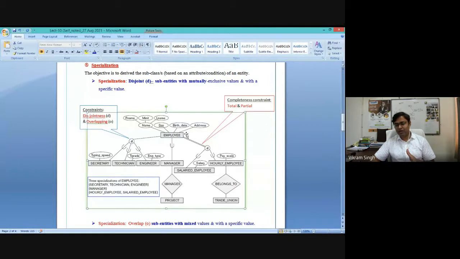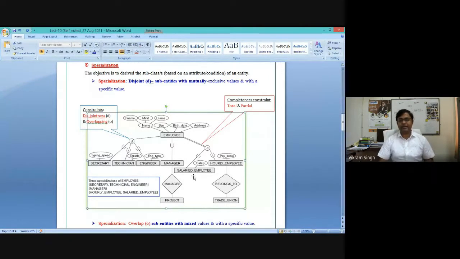You can see the different attributes. Right now attributes are placed with entities like secretary, technician, engineer, but in the beginning, in the basic ER diagram, each and every attribute is placed on the base entity. That is the input for the specialization.